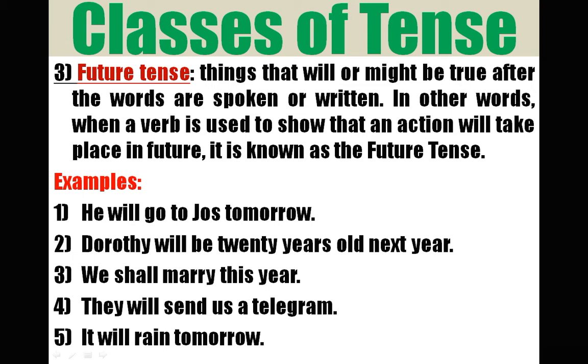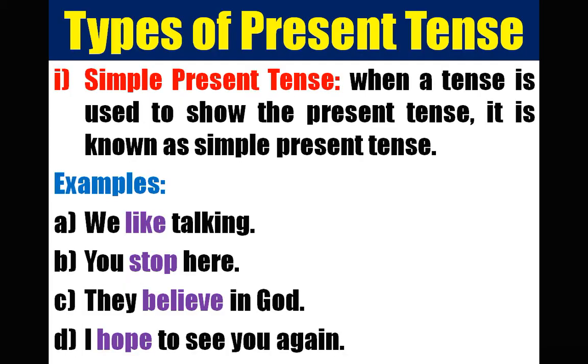Okay? We shall marry this year. The word "shall" in example 3 indicates that the action is going to happen at a later time of the year, in the future. They will send us a telegram. This also shows that an action will happen in the future. It will rain tomorrow. Indicates future.